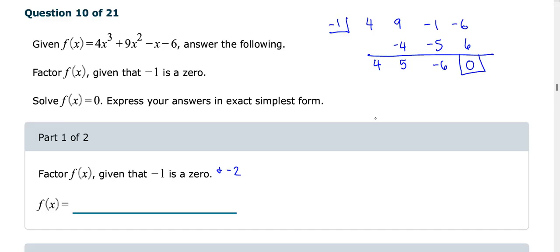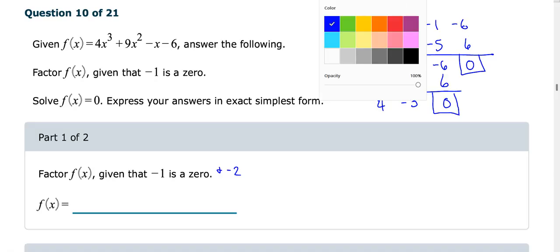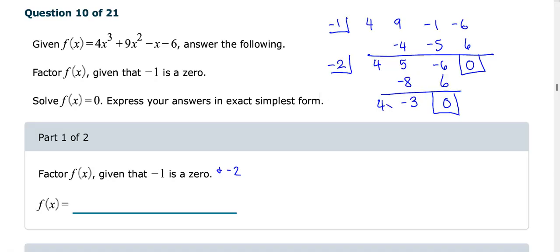Now, with what's left, I know that negative 2 is also a 0. So let's go do synthetic division again. Bring down the 4, negative 8, negative 3, 6, 0. Good. I have 2 zeros now. Now what's left? What's left is 4x minus 3.